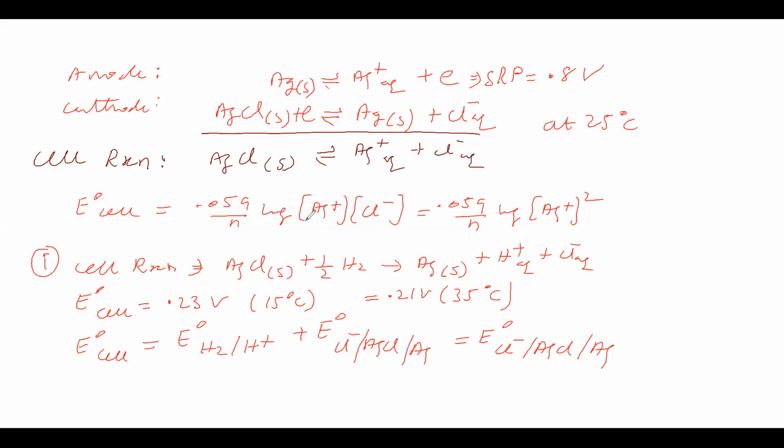Then only we can go for this. Correct? So, how to get E naught for this? E naught we have to get only by this route. This E naught is nothing but E naught cell.